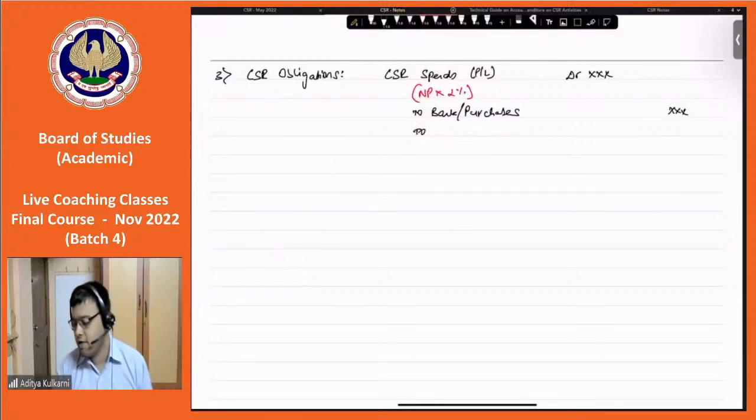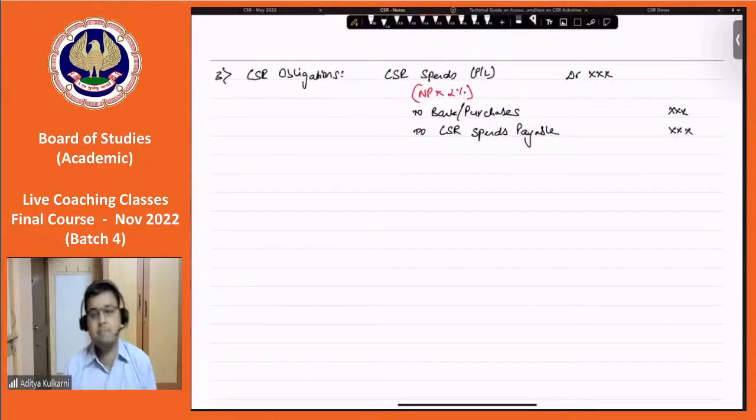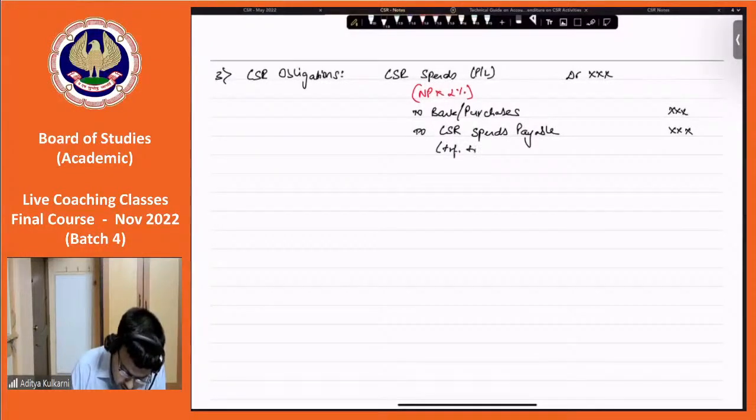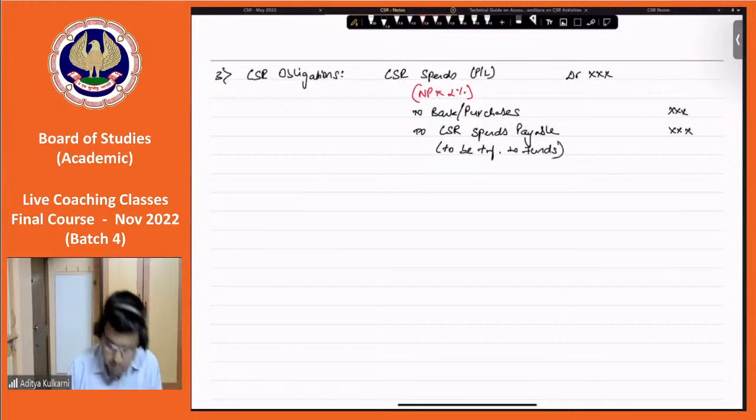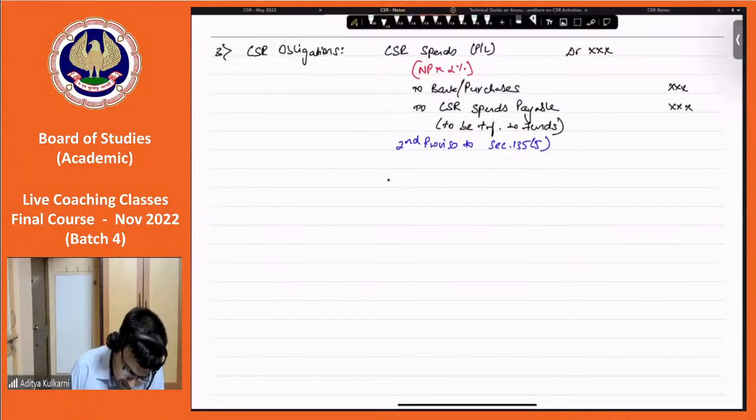And for the amount not yet spent, it is a liability. So to CSR spends payable or outstanding, to be transferred to funds. This is in case of second proviso to section 135(5), undecided amount. If you are sure where to spend, okay, it is going to be CSR spends P&L debit.